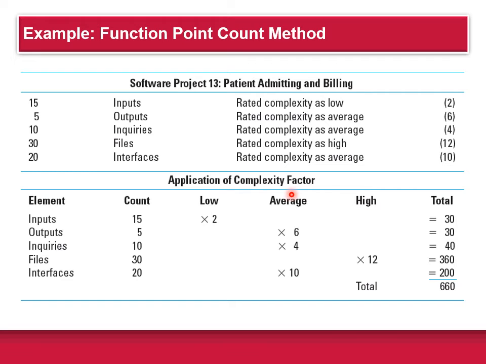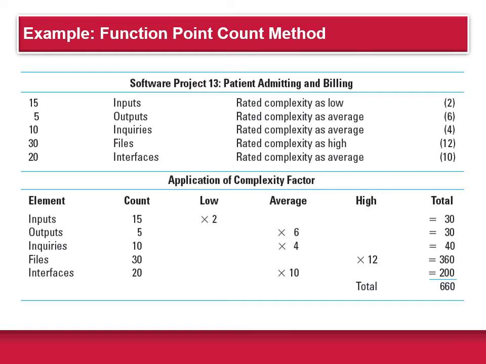So here's an example for software project 13. They have 15 inputs. Rated complexity is low. So again, that's where the 2 comes in. So you have 15 inputs times 2, 30 over here. 5 outputs. Rated complexity is average, which is the 6. So you have 5 times 6 is 30. So you add up all these functions, and you get a count of 660. Now, how do you actually use this?